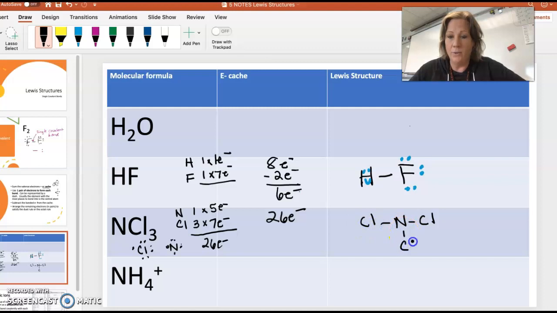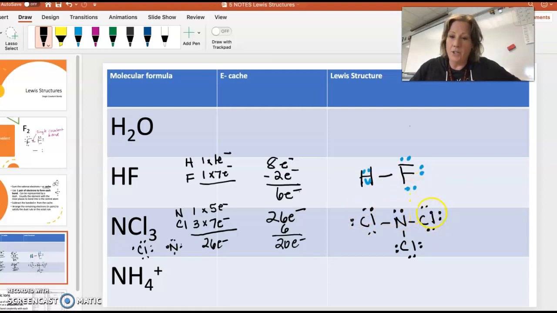So remember, each line is 2 electrons. 2, 4, 6. I used up 6. So I have 20 left. Now here's where the rules are really important, and it'll matter as you do more and more of these. So I have 20 electrons to use up. You want to place them around the outside atoms, and then if you have enough, you go to the central atom. So I'm going to place them in pairs, 2, 4, 6, 8, 10, 12, 14, 16, 18, and I do have enough to go here now.